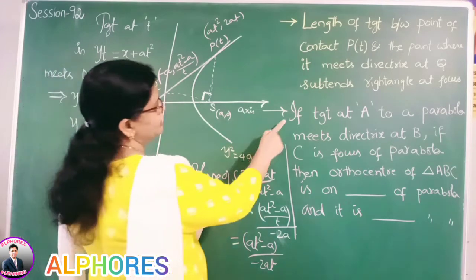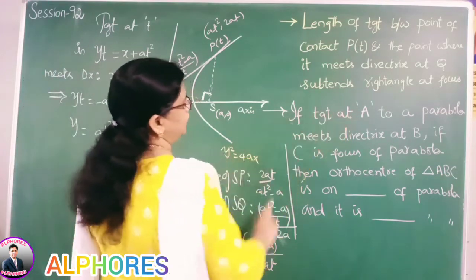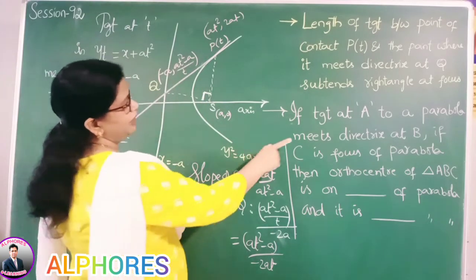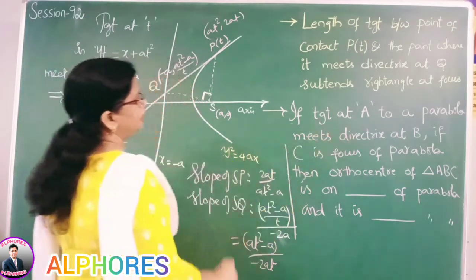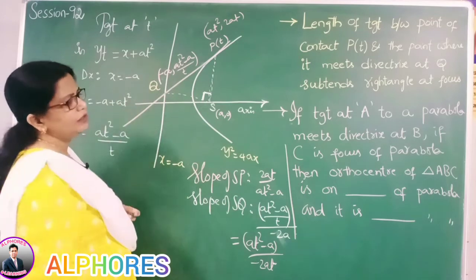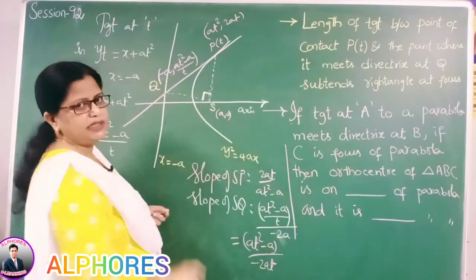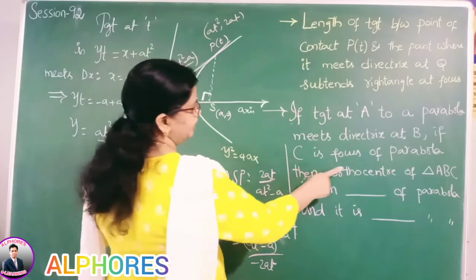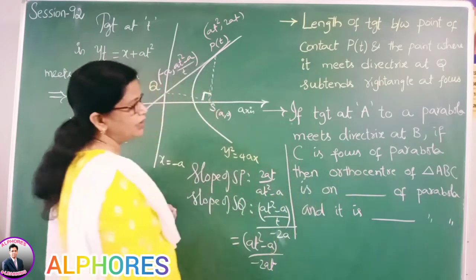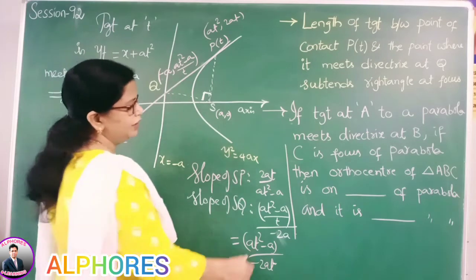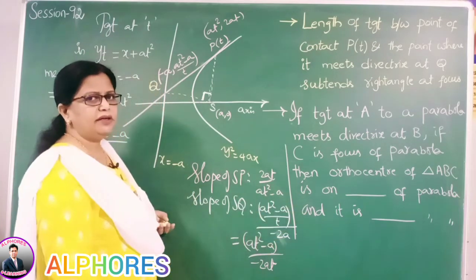Now observe, students. If the tangent at A to a parabola meets the directrix at B, that means this is our B. If C is the focus of the parabola, this one is our C, then the orthocenter of triangle ABC is on which line of the parabola, and what is that orthocenter also?